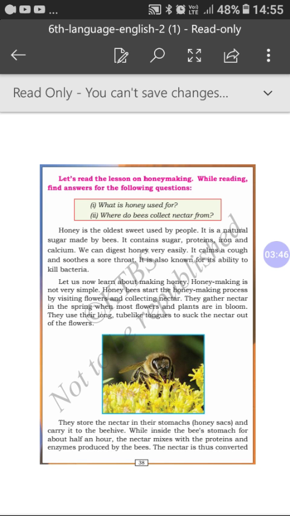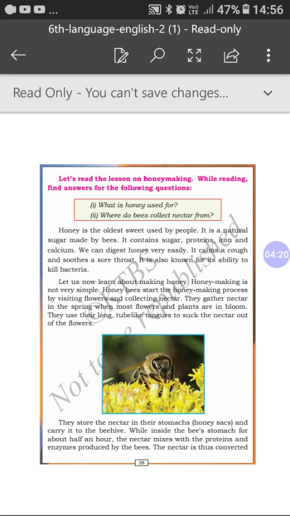What are the things available in the honey? We see sugar, proteins, iron and calcium, which are very necessary for our body's growth and functions. We can digest honey very easily. Why do we love honey, most of us? Because it can be digested very easily. Digest means whatever you eat, it should be turned into proteins and vitamins in our body. So that is easily done with the consumption of honey.